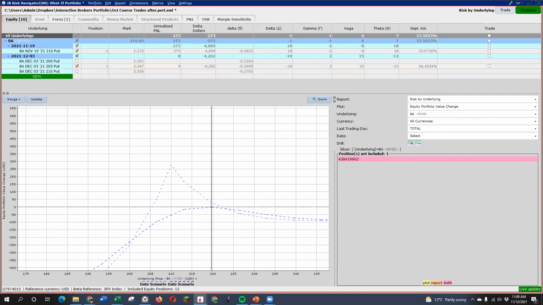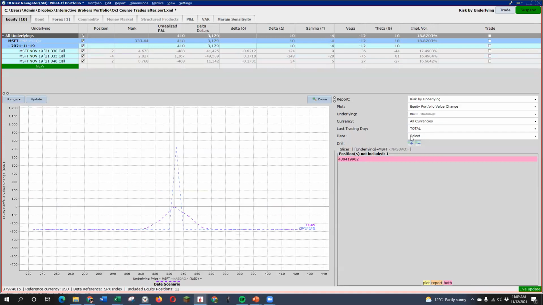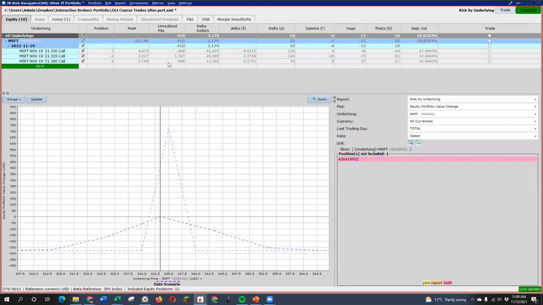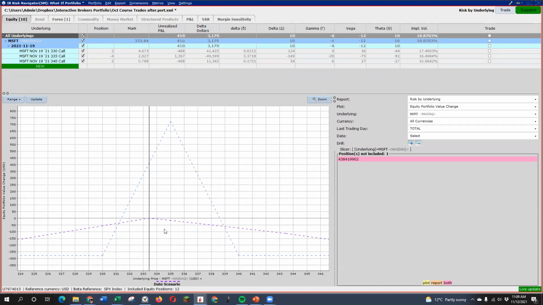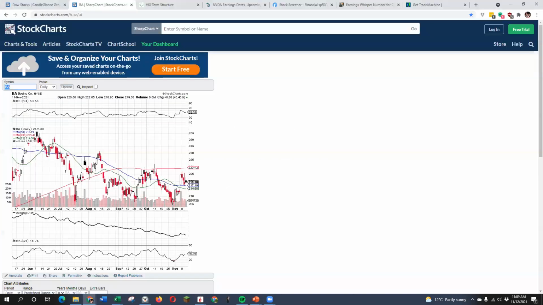Any other thoughts or questions on the BA trade? All right, let's go to Microsoft. So Microsoft's done pretty well. That unrealized is actually incorrect. It's up about $100. So that one's done really well. Let's just go and check on the chart.